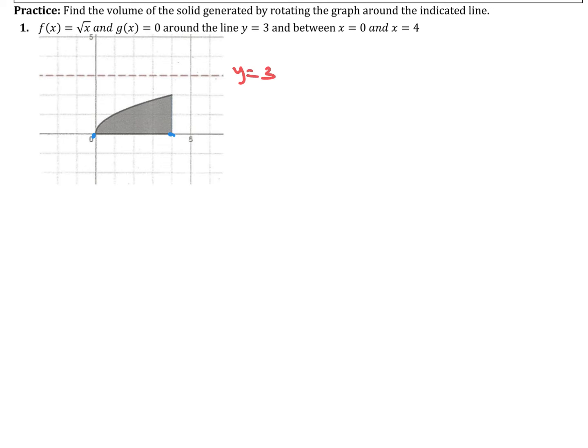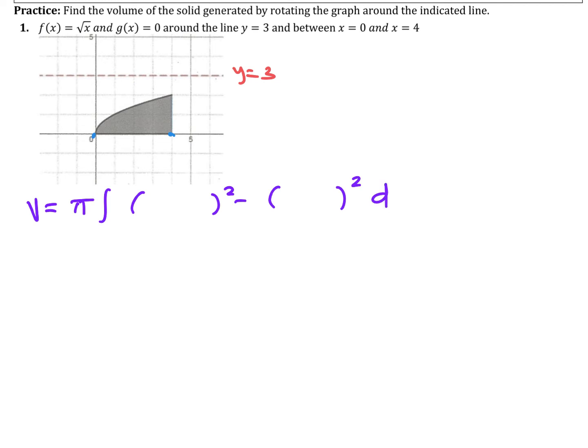So just like before, the first question I want you to ask yourself is, is there going to be a hole when I rotate it? Is this a washer problem? And the answer to that question should be yes. This whole area here is not going to exist when we rotate it. It's going to be empty. So that means when we set up our integral, we're going to have our two r values.